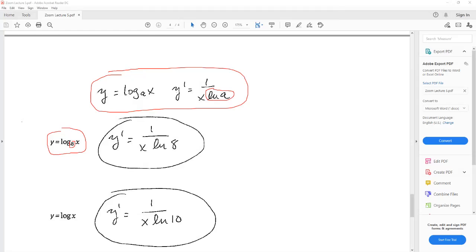Don't forget that if we do not write the base out, it's understood that log is base 10. So this is just base 10. So the derivative of log x in base 10 is 1 divided by x ln 10. And again, I'm just applying the formula here.